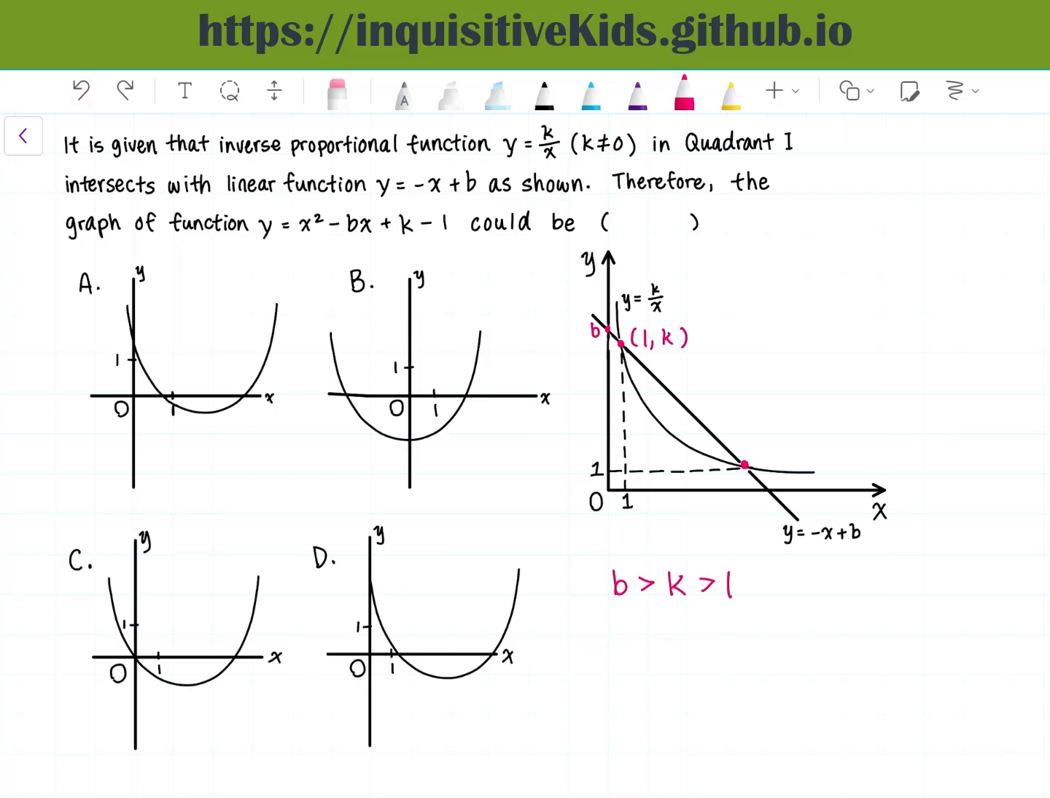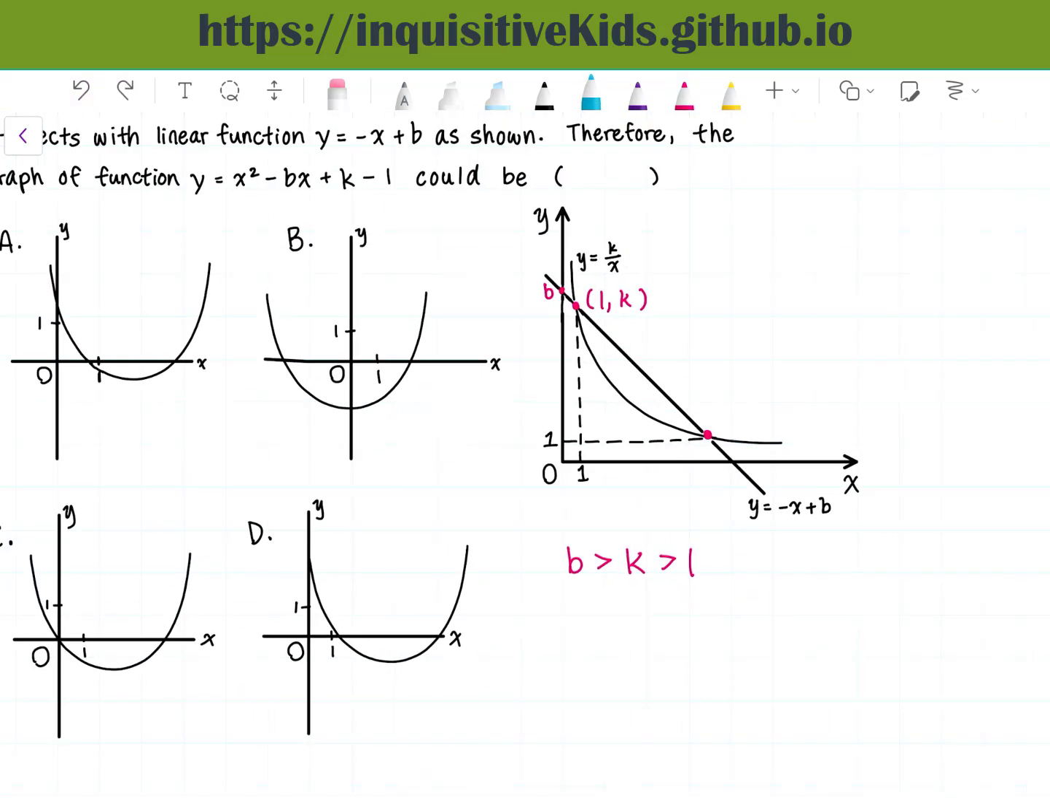Now let's look at C. C is going through the origin, and so that tells us that 0 is one of its roots. And D here also has a y-intercept above 1 just like A. Let's take a look at this function. Let me rewrite it down here. The function is y is equal to x squared minus bx plus k minus 1.